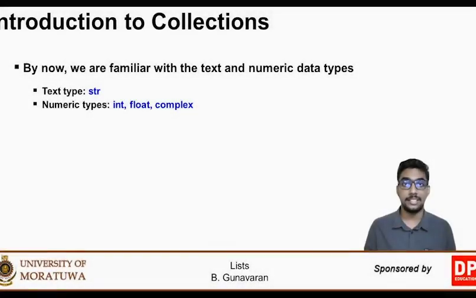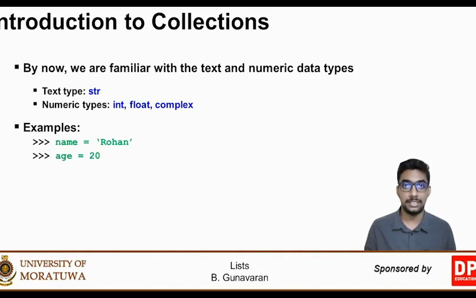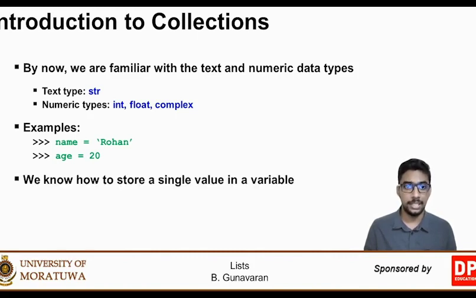In the previous lessons, you have learned about the text and numeric data types. We use the string data type to store text, and numeric values can be stored using the integer, float, and complex data types. Here are two examples. The string Rohan is stored in the variable name, and the number 20 is stored in the variable age. If we take a closer look at it, we only know how to store a single value per variable.